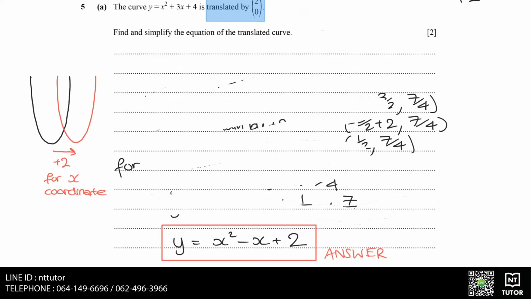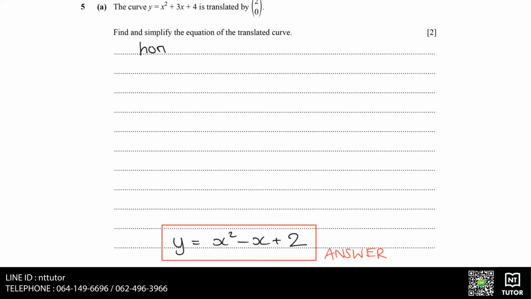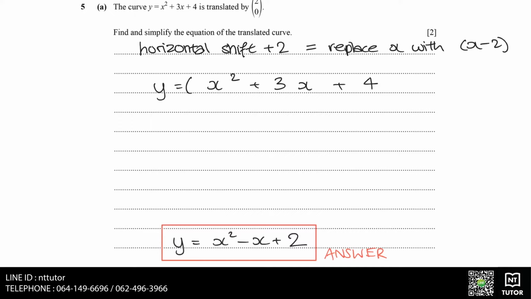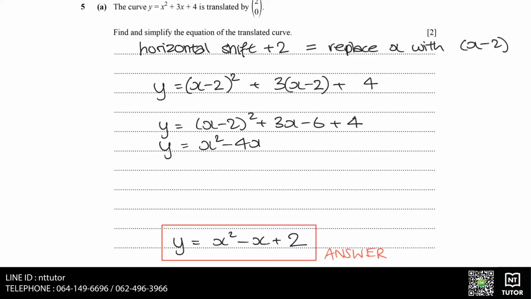Another method to do this is to replace the x with x minus 2, which represents a horizontal shift by plus 2. And then we can simplify the curve by expanding the brackets and combining like terms. And notice that we get the exact same answer after we simplify it.